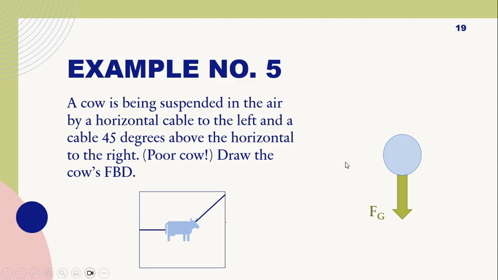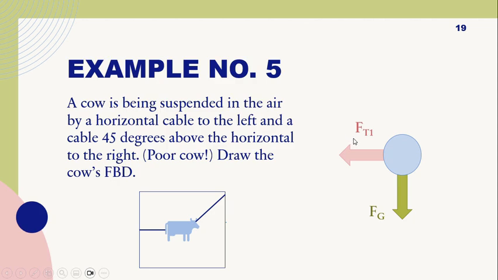We know that the tension force always acts in the direction that the cable is pulled. We also know that the cow is stationary, so the net force is 0. This means that all vertical components of forces and all horizontal components of forces must balance. Let's first draw this tension force from the cable to the left. I'll label it as F sub T1 to differentiate it from the other tension force.